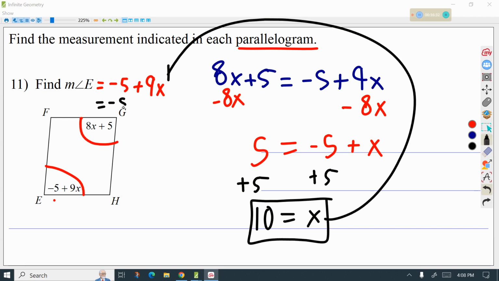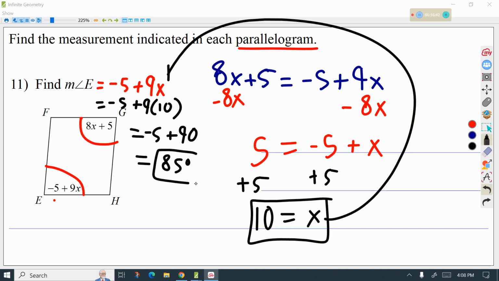And we're going to get negative 5 plus 9 times 10. That's negative 5 plus 90, which is 85. And don't forget it's degrees because we're measuring an angle. All right, so we're doing alright here.